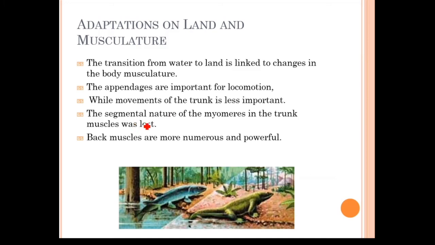So the segmental nature of the myomeres in the trunk muscles is lost now, right? So now in the terrestrial animals, there is no myomeric arrangement of the muscles or W-shaped muscles around the backbone or around the axial skeleton, but there are stronger muscle arrangements around the pelvic girdles and shoulder girdles, and in the limbs, which support the body to provide lift from the soil, from the land, and also provide relative movement and quick movement on the land.